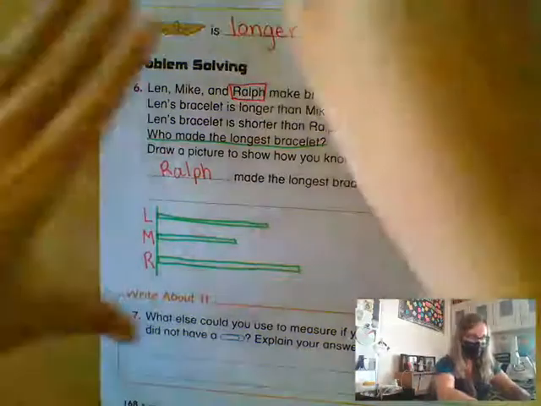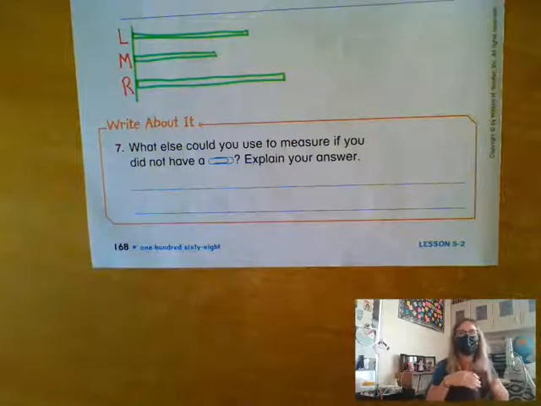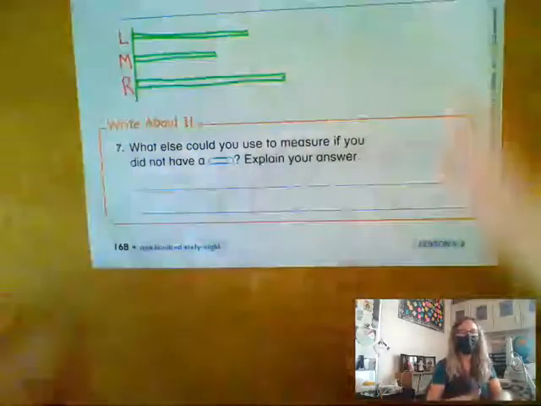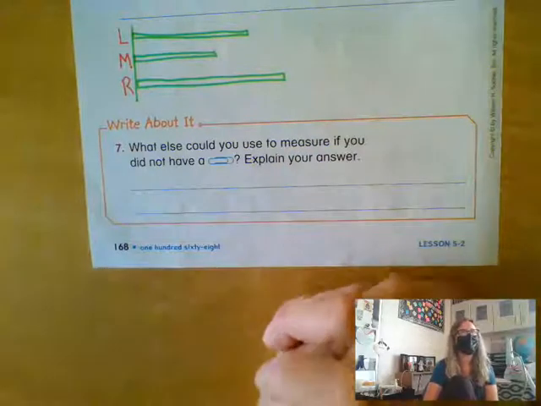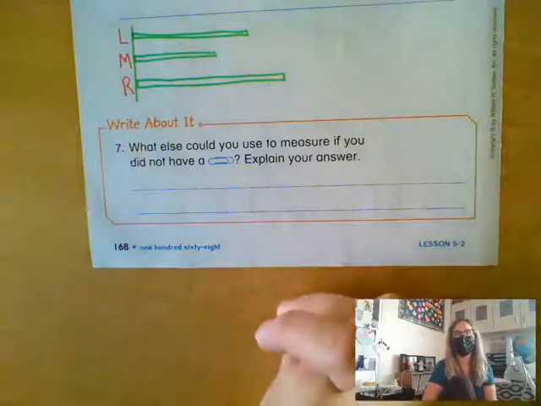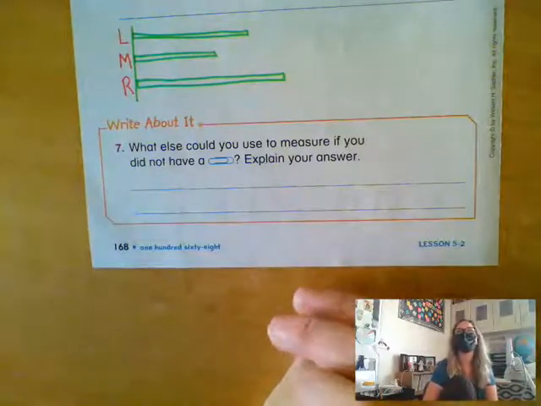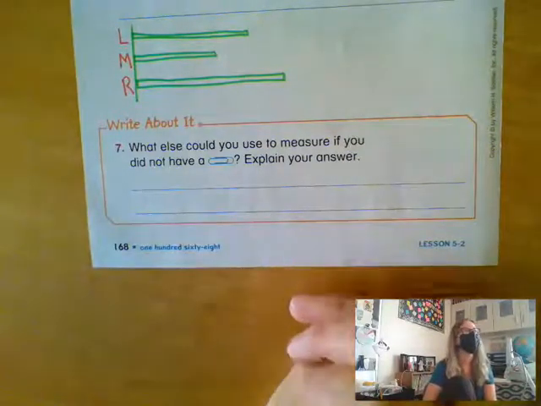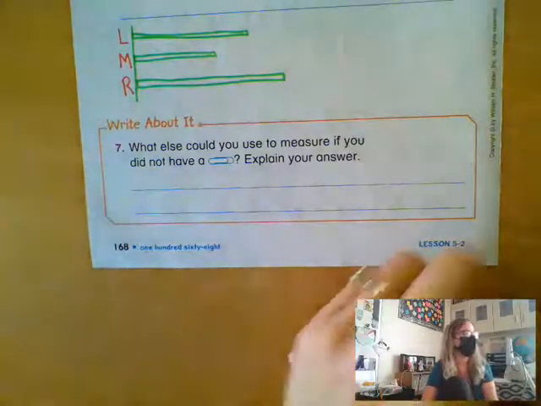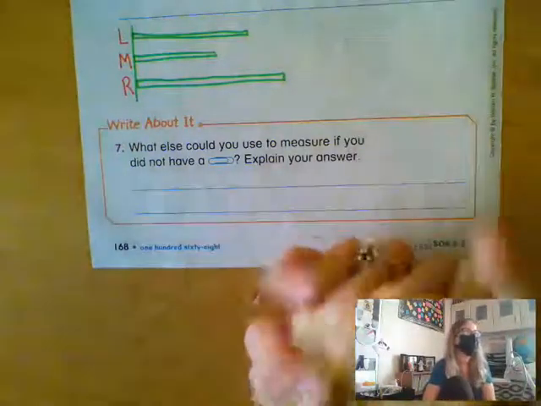All right, let's look down now at number 7. It says, what else could you use to measure if you didn't have a paper clip? If you were trying to compare the lengths of the objects, but you didn't have a paper clip, what else could you use? Isaac? Measuring tape. Okay, what if you didn't have a measuring tape? You could use a measuring tape, but what if you didn't have one? A thermometer. Bucket? A ruler. Oh, you could use a ruler. What else? You could put dots. Okay, but dots might be different sizes. You can't guarantee they'll all be the same, right?